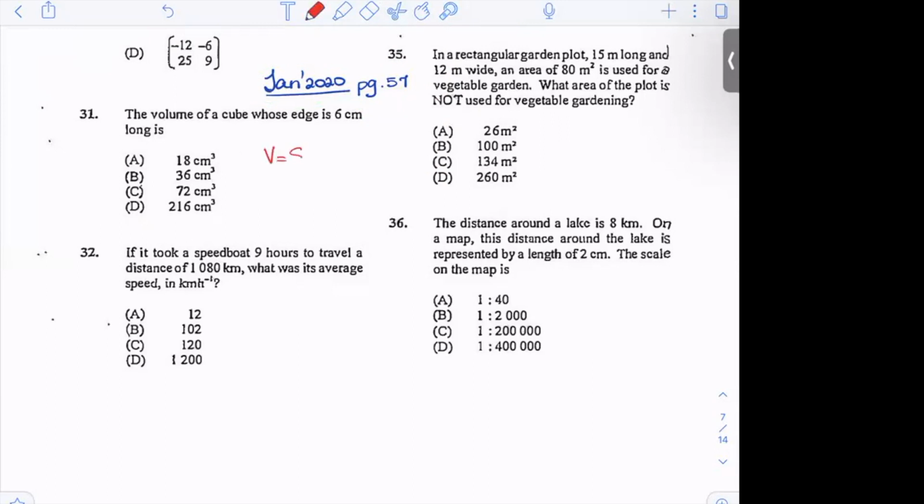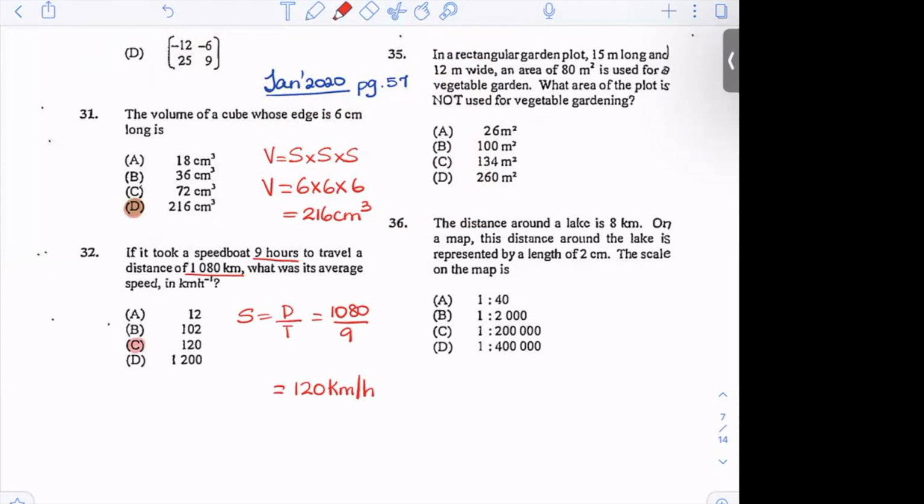A volume, side by side by side. The volume 6 by 6 by 6. The answer is 216 centimeters cubed. The answer is D as in dog. If it took a speedboat 9 hours to travel 1,080 kilometers, speed is distance divided by time. 1,080 divided by 9 is 120 kilometers per hour. The answer is C. Do you all have that?